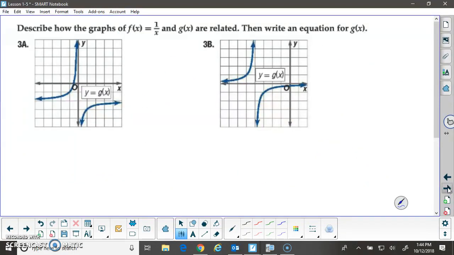Here's two more. Again, we're comparing this parent function, 1 over x, to the graph that you're looking at. On 3a, you can see that there are two transformations. The first transformation is that it's been shifted down 2. How I know that is because that's where it's flattening out. That's where the horizontal asymptote is. So it's been shifted down 2 because normally the horizontal asymptote is at 0. And then also there's been a vertical reflection.